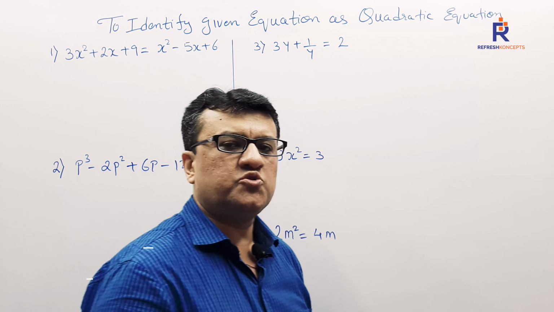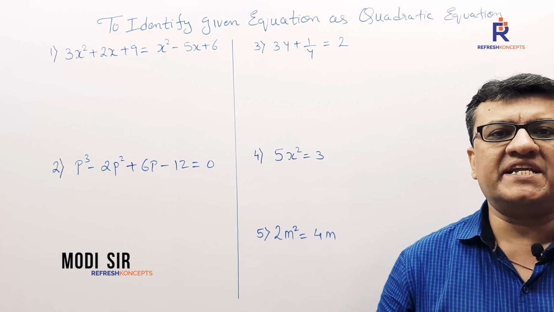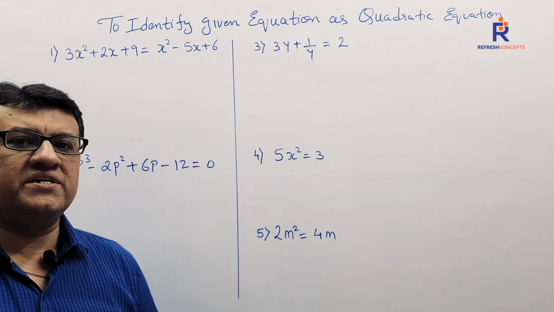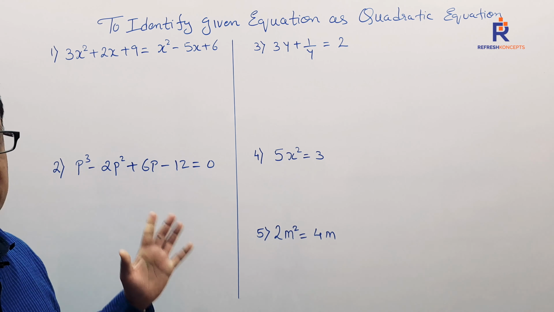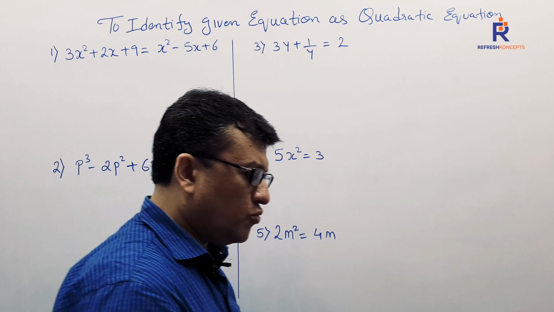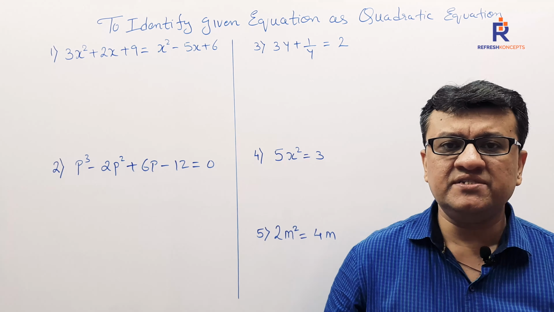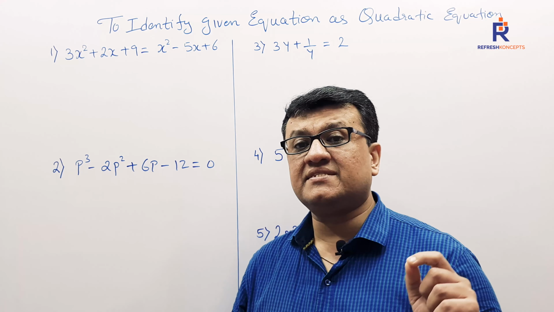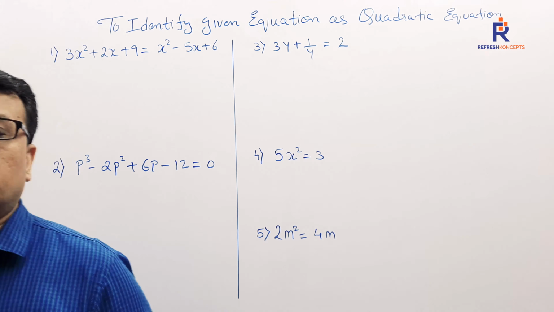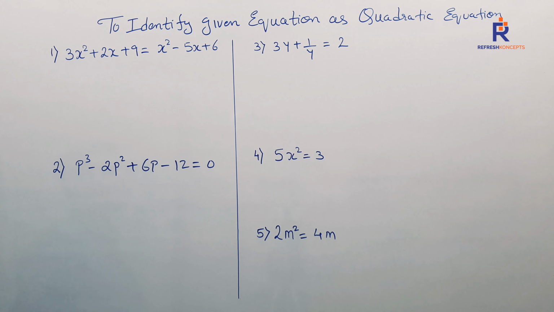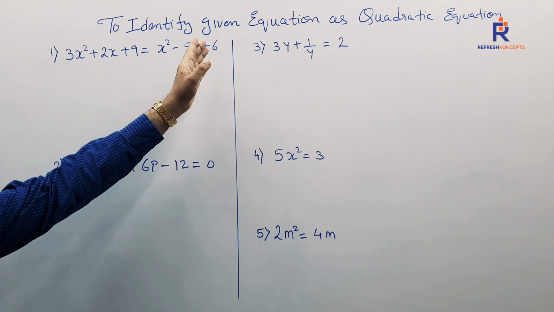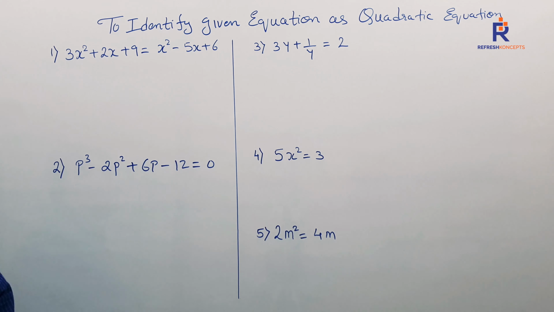Children, now when we have understood the basic definition of quadratic equation, let's proceed further to know whether the equations given to us are quadratic equations or not. Once again, let's refresh. What equation can be termed as a quadratic equation? Any equation which has the highest degree of the variable as 2 will be termed as a quadratic equation. So our next topic is to identify whether a given equation is a quadratic equation or not.